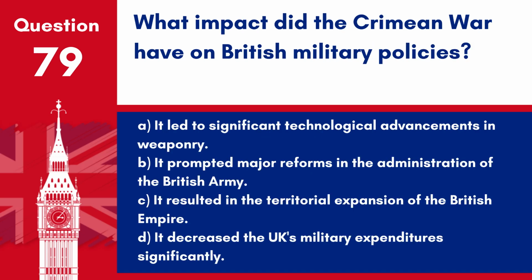Question 79. What impact did the Crimean War have on British military policies? A. It led to significant technological advancements in weaponry. B. It prompted major reforms in the administration of the British Army. C. It resulted in the territorial expansion of the British Empire. D. It decreased the UK's military expenditures significantly.